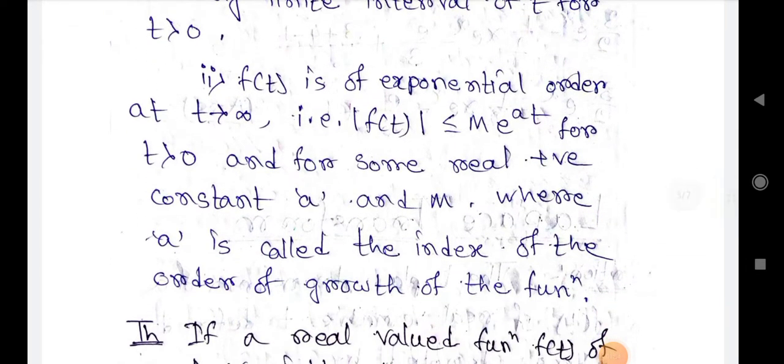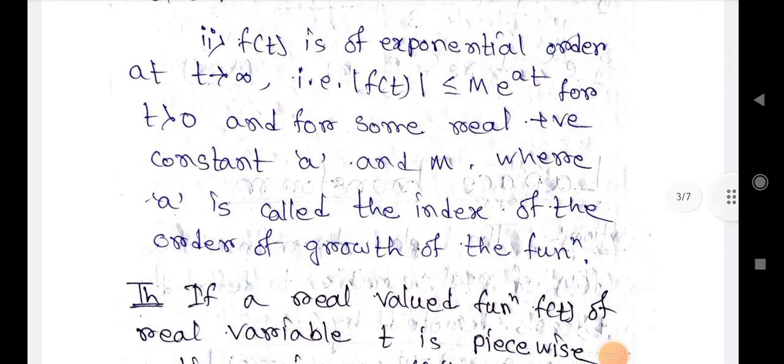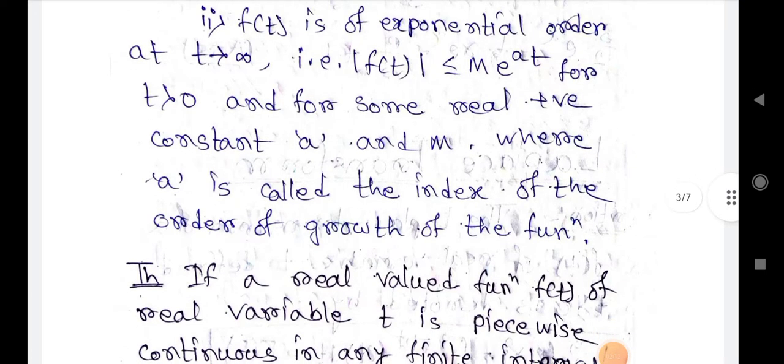Number 2: f(t) is of exponential order as t tends to infinity, that is, mod of f(t) is less than or equal to capital M e to the power at for t greater than 0 and for some real positive constants a and M, where a is called the index of order of growth of the function.